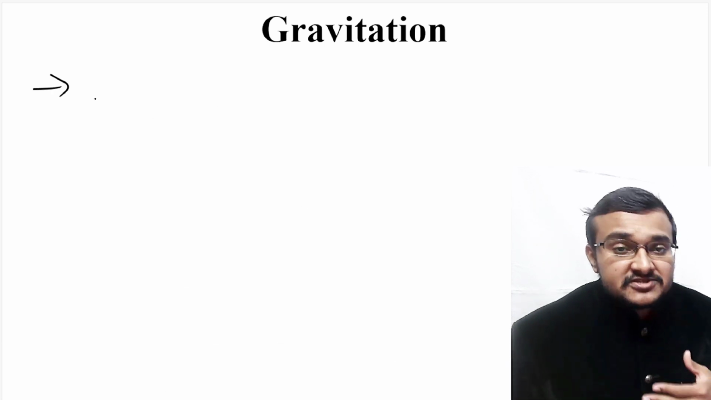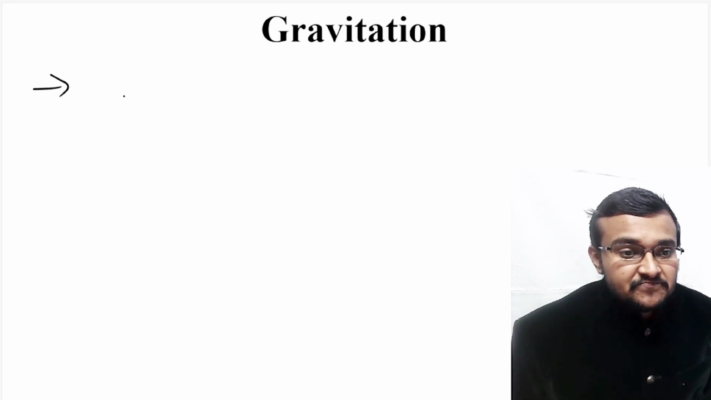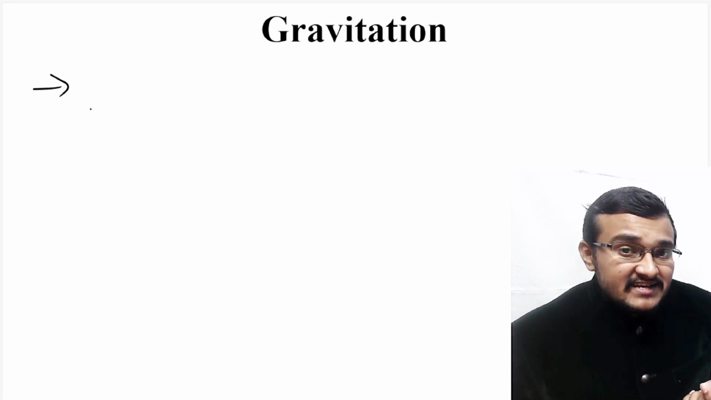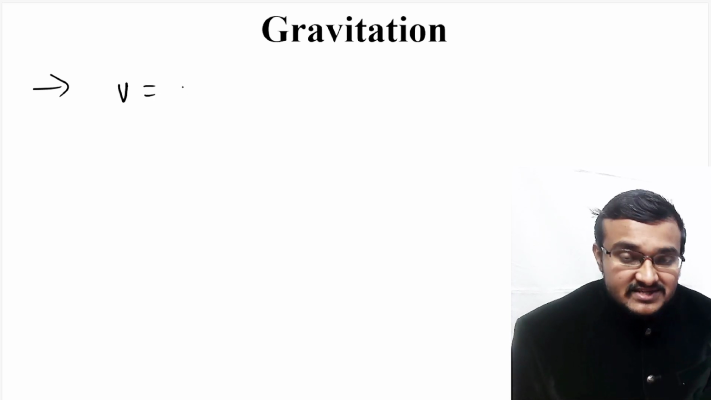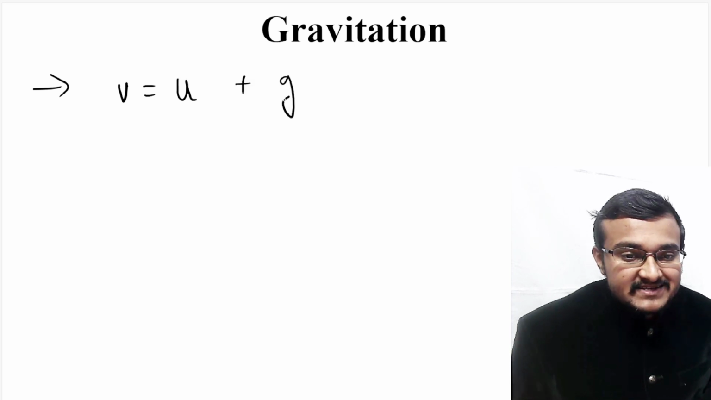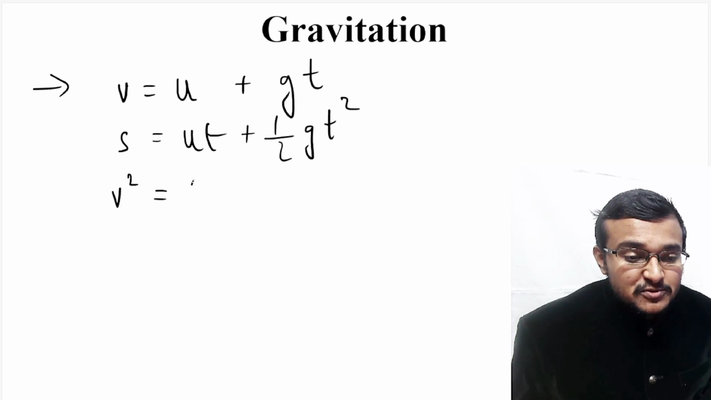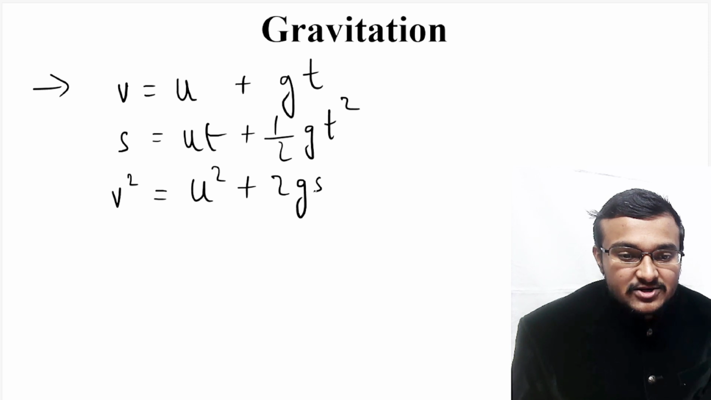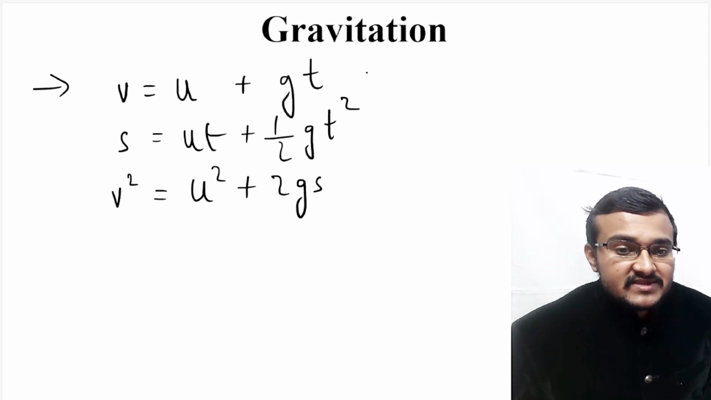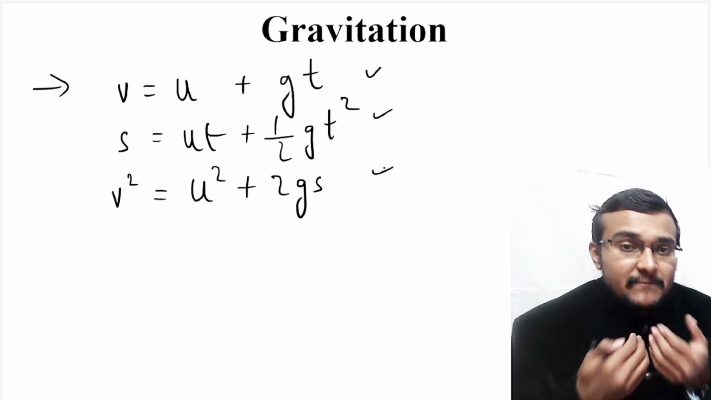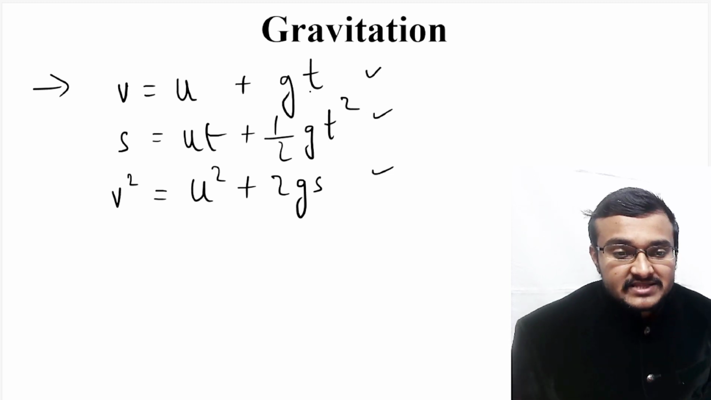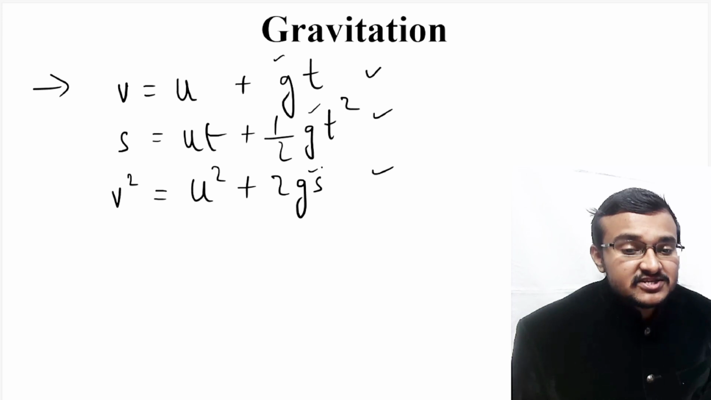We also discussed equations of motion for an object which is under free fall. Here acceleration due to gravity comes into the picture for objects under free fall, and the equations of motion can be taken as v is equal to u plus gt, s is equal to ut plus half gt square, where s is the distance, and the third equation of motion, v square is equal to u square plus 2gs, where s is the distance. These are the equations of motion which you can apply for an object under free fall, and in place of acceleration you can substitute the acceleration due to gravity of Earth.